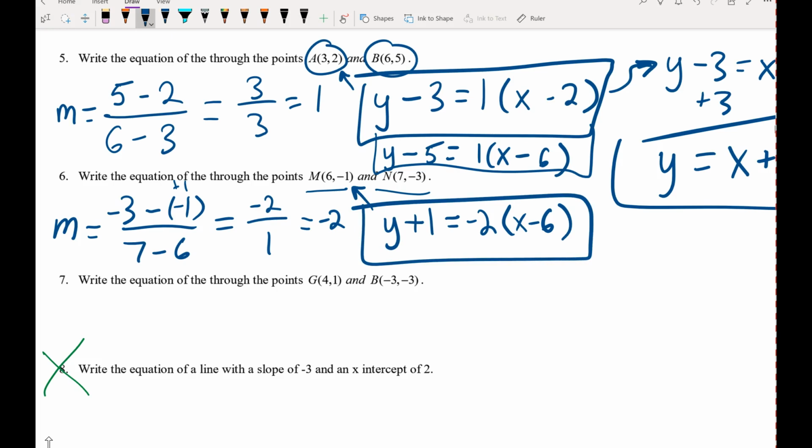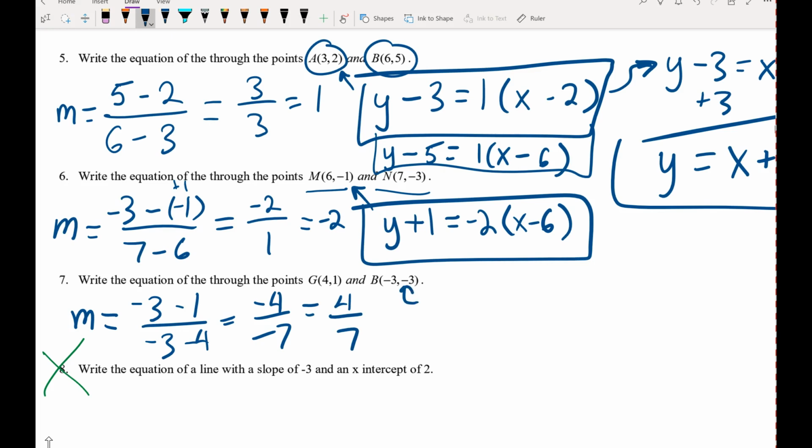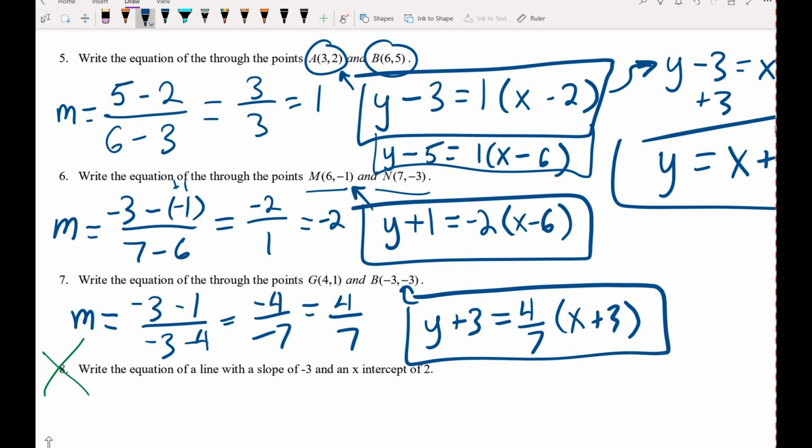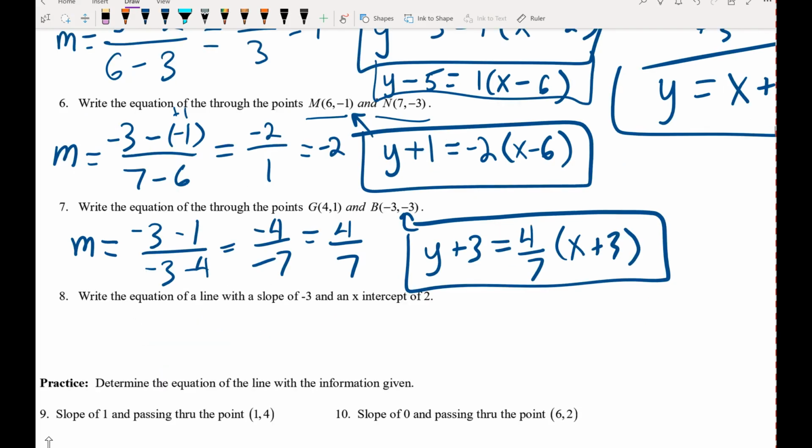And for number 7, it's the exact same process. When you do it all out, negative 3 minus 1 over negative 3 minus 4 is negative 4 over negative 7. Remember, a negative divided by a negative is a positive, so I could just leave that as 4 over 7. I'm going to pick point B this time. So y minus a negative 3 becomes plus 3 equals 4/7 times x plus 3. Again, resist the urge to solve for y in these cases, because a lot of the time it's easier to leave it in point-slope form.